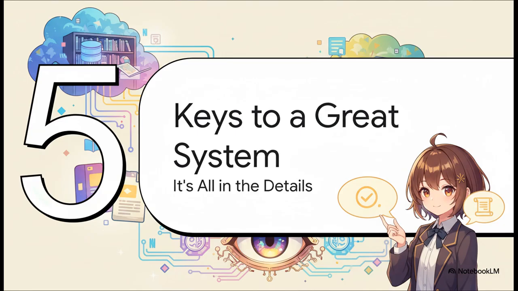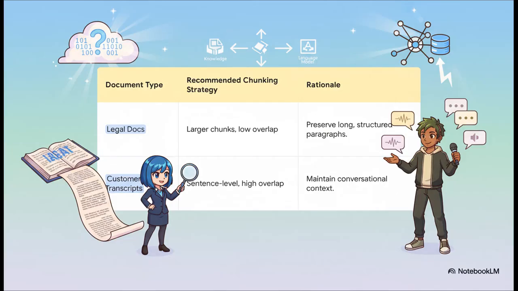So, now we've got a basic system up and running. But for our last section, let's talk about what takes it from just okay to great. Because with RAG, the difference really is all in the details. Learning how to fine-tune the system is absolutely key. And this table right here shows one of the most important details. Your chunking strategy has to match your data. It's not one size fits all.